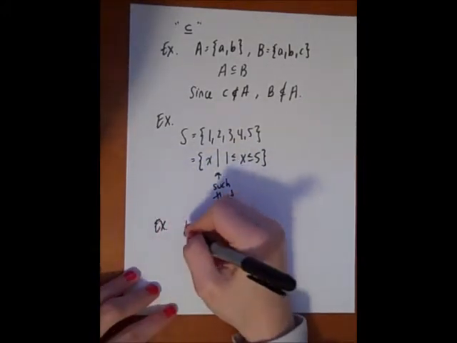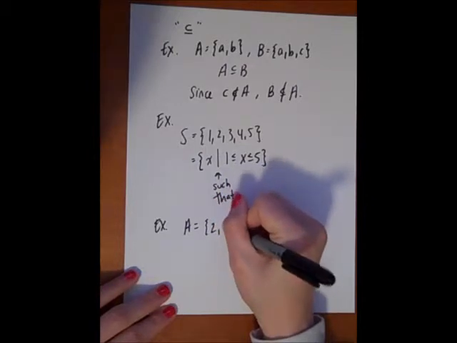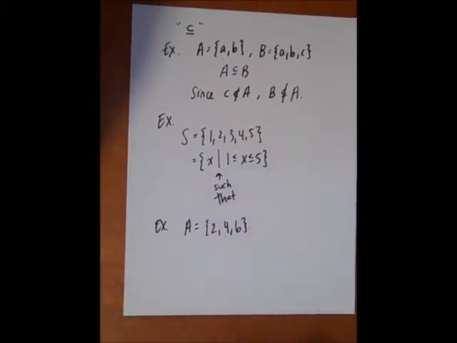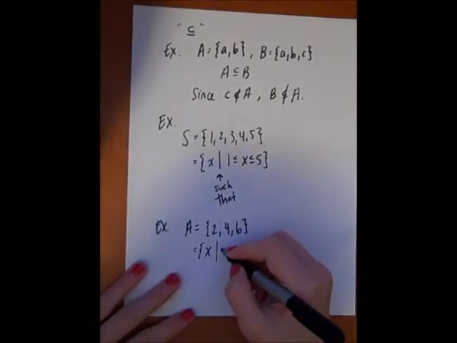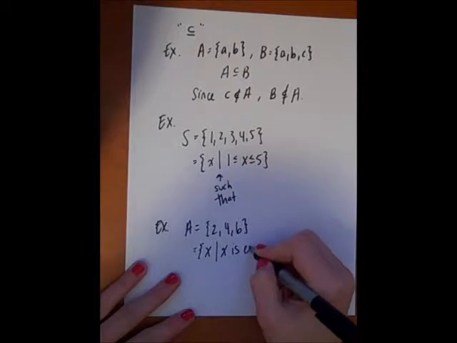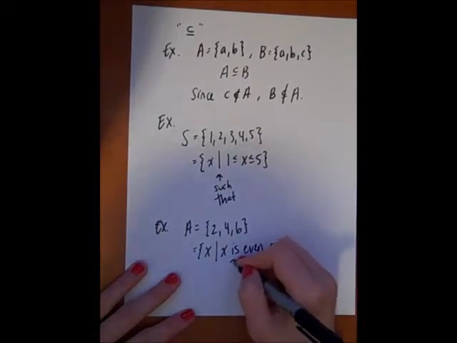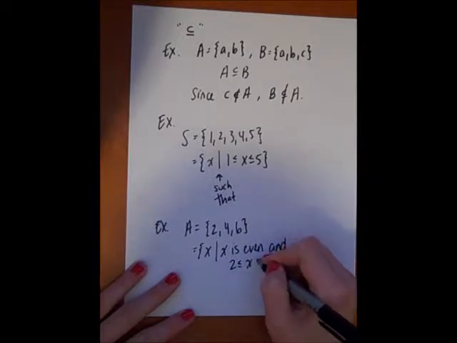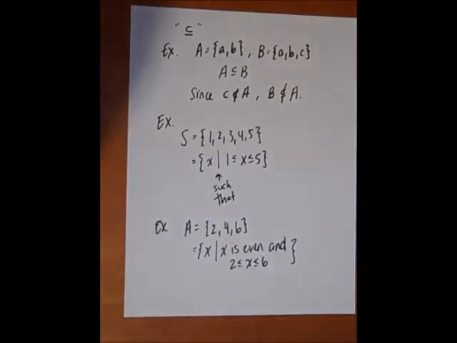Alternatively, let's say my set A is going to be the numbers 2, 4, and 6. Now I could write out the members of it, or I could say this is the set of all x such that x is even and x is between 2 and 6. So you could write it out that way. You just want to be comfortable with both of these ways to write sets.